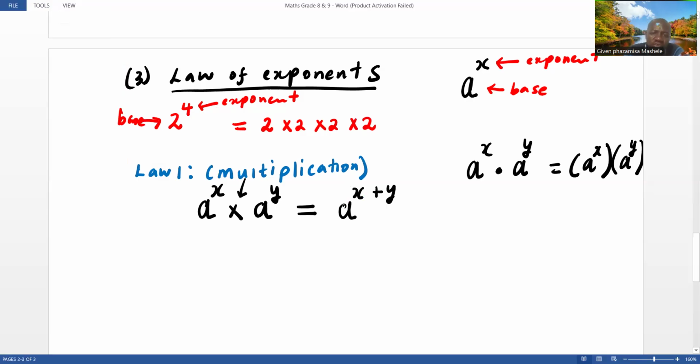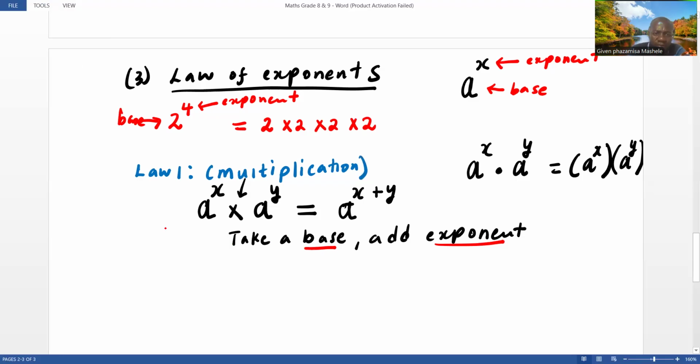So we only do these when we are dealing with multiplication. As long as there is multiplication in between, when the bases are the same, you take one base and you add the exponents. I believe you know which ones are the exponents. Take one base and add the exponent.